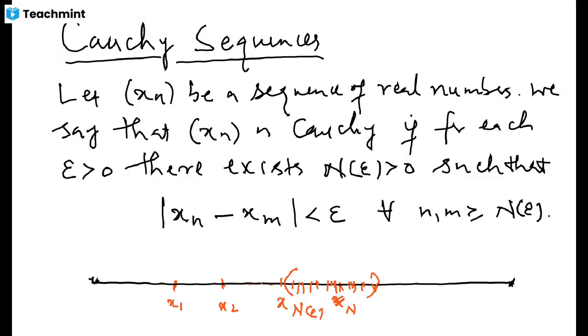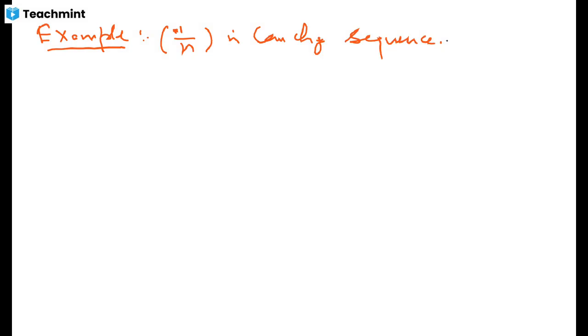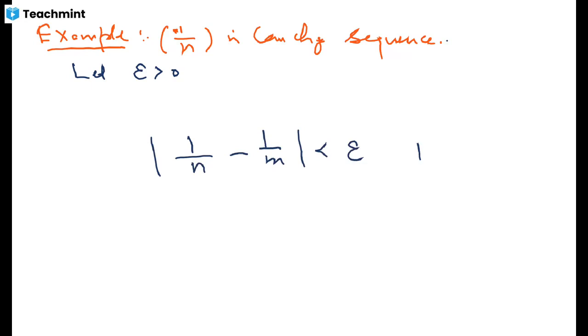Let us look at the following example. First thing I'm going to tell you is that this sequence 1 by n is a Cauchy sequence, and we also know that this is a convergent sequence also. But let me show that this is a Cauchy sequence. How to show that this is a Cauchy sequence? Let us choose some epsilon greater than 0. Then we want to show that the distance of the nth term and some mth term needs to be less than epsilon for all n, m greater than or equal to some number N whose existence we have to establish.